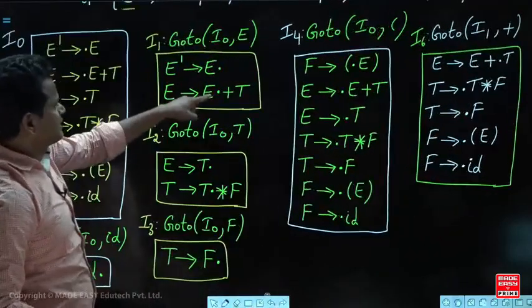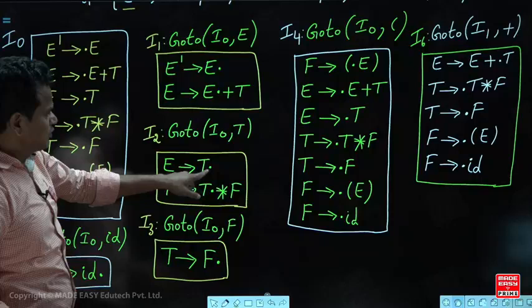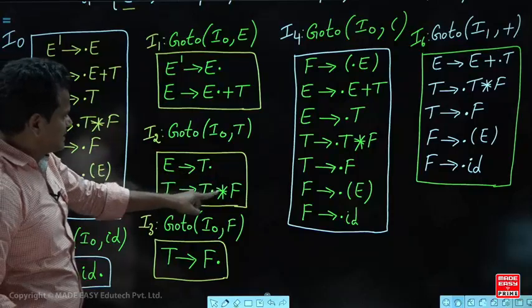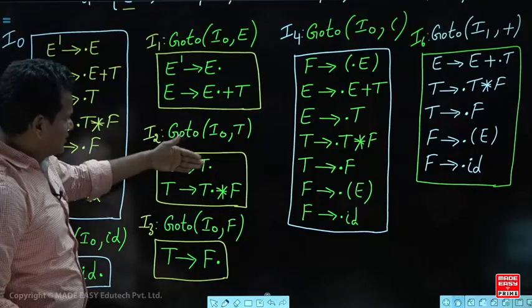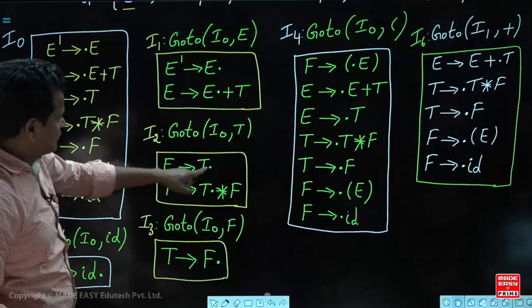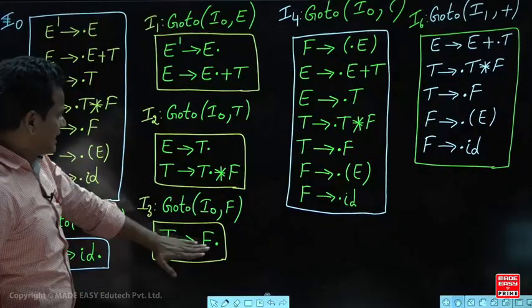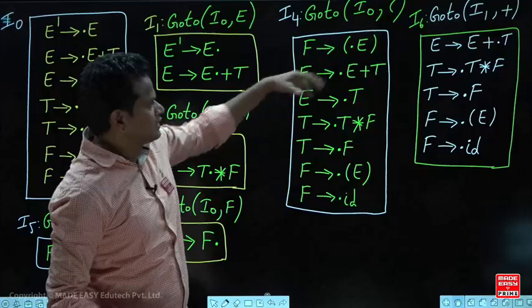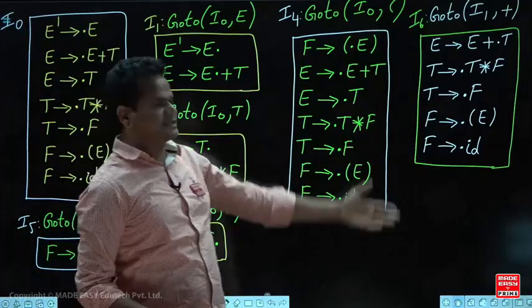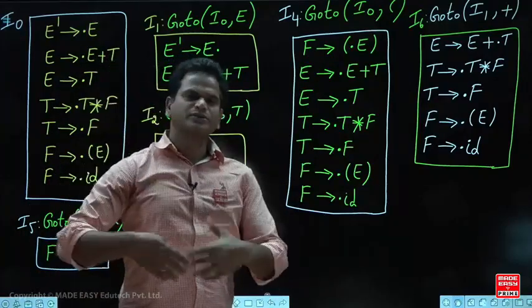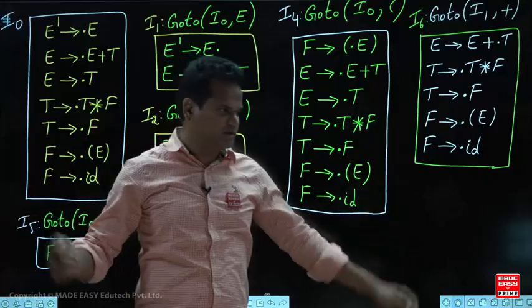So I1 is completed. Now come to I2. I2 first one is completed. Then I2 comma star, I3 completed. Then I4. Then I5 completed. Then I6, I7, I8, and so on. You just carry on.